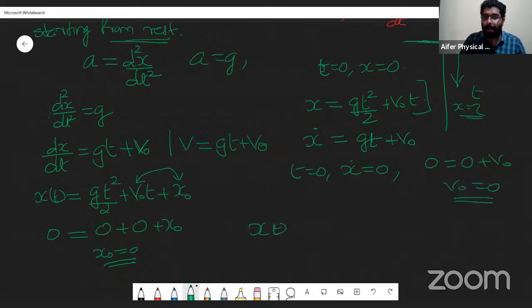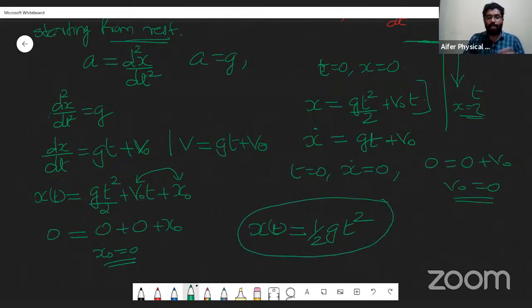This is our required equation: x of t equal to half gt square. This represents the position of the particle with respect to time if it is falling freely from the top of a building. So I hope the idea of boundary condition is clear for you. In some problems, these boundary conditions may be given to you. In some other problems, they won't be given to you. You have to find them out.